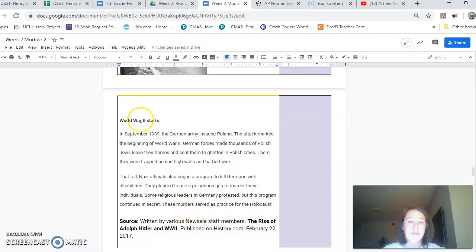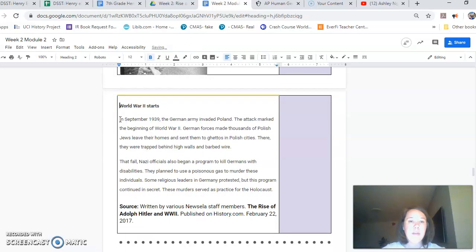World War II starts. In September of 1939, the German army invaded Poland. The attack marked the beginning of World War II. German forces made thousands of Polish Jews leave their homes and sent them to ghettos in Polish cities. There they were trapped behind high walls and barbed wire. That fall, Nazi officials also began a program to kill Germans with disabilities. They planned to use a poisonous gas to murder these individuals. Some religious leaders in Germany protested, but this program continued in secret. These murders served as practice for the Holocaust.